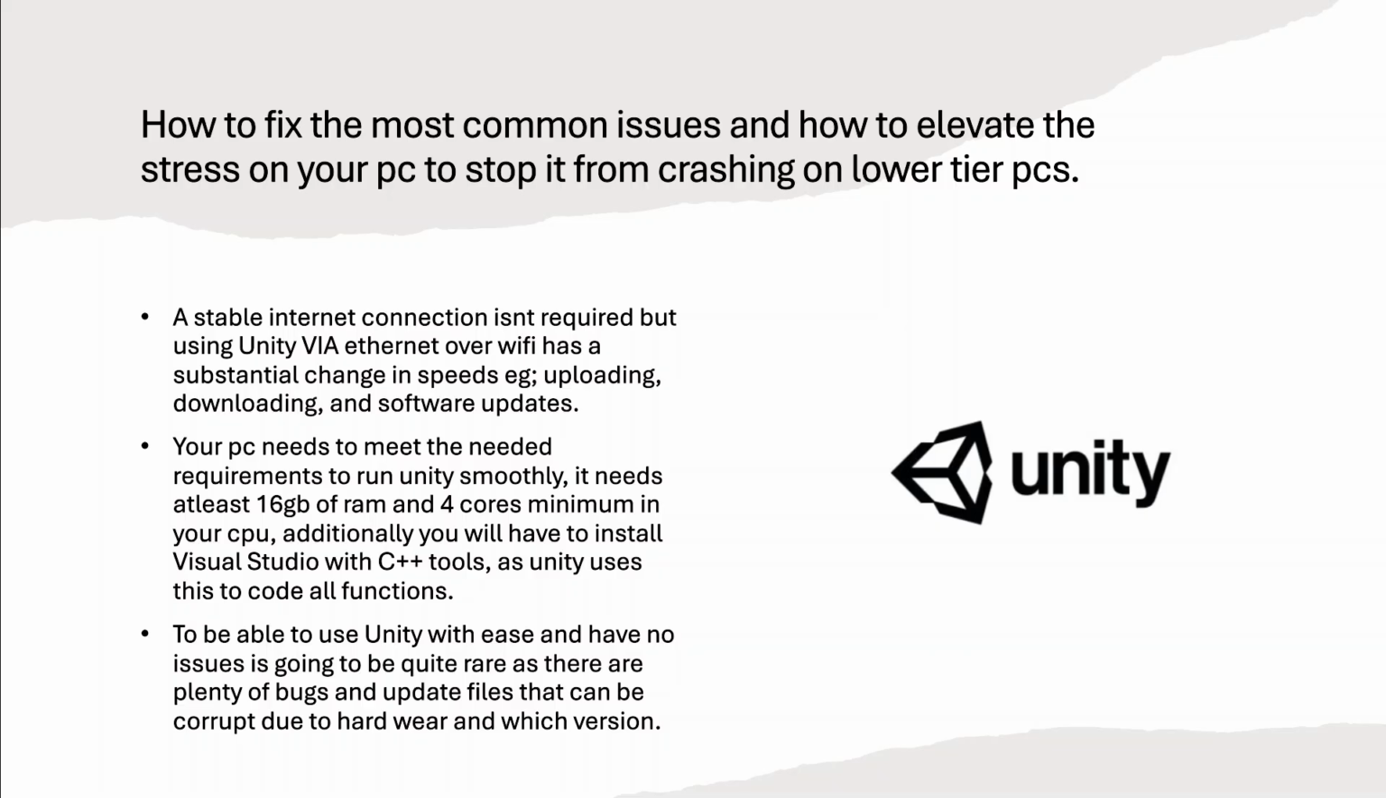How to fix the most common issues and how to alleviate the stress on your PC to stop it from crashing on lower tier PCs. A stable internet connection isn't required, but using Unity via Ethernet over Wi-Fi has a substantial change in speeds. For example, uploading, downloading, and software updates will be way quicker.